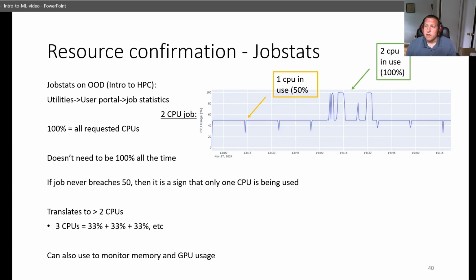Job Stats can also be used to monitor your memory and GPU usage if you need to. So you can see if you're implementing your GPU, you can see maybe you're requesting too much memory, or maybe you're a little close to the memory limit that you're hitting and you're worried you might have an out of memory error. Then you can increase the memory or decrease it as needed.